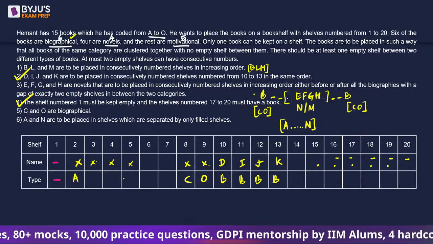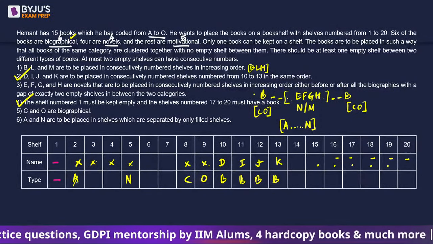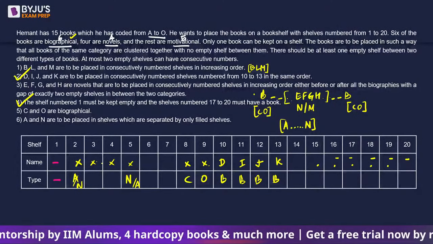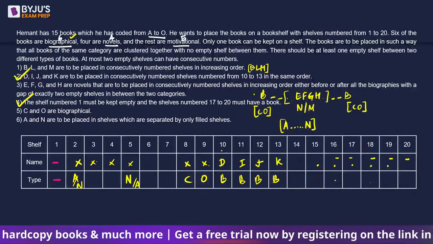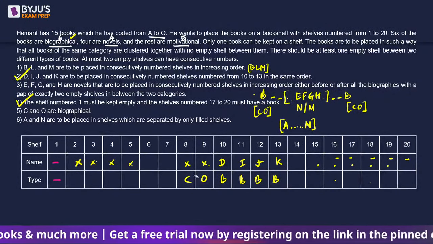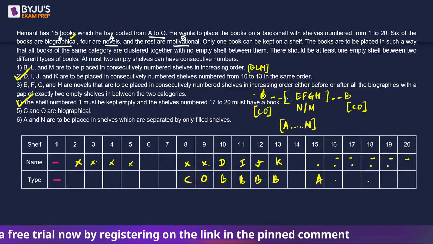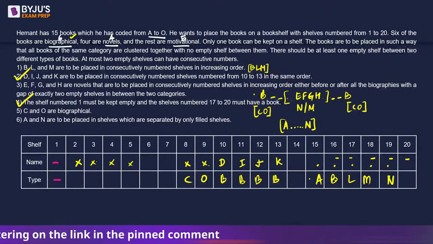So A, N are to be placed in shelves which are separated by only filled. So we can have A, N or N, A. It doesn't say in the same order. And we can have B, L, M obviously on the other side. Or what we can do is we can say that let's say this is A and this is N, and then we have BLM in the same order. We can have NA and AN as well. The remaining letters will go over here.